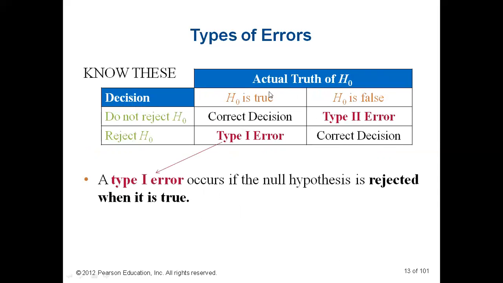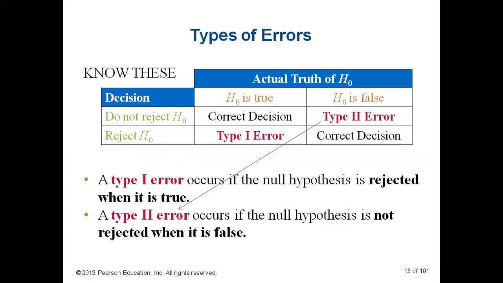But what happens if our null hypothesis is true but we are rejecting it? It is called a type 1 error. A type 1 error occurs if the null hypothesis is rejected when it is true. Type 1 error is represented by the symbol alpha. It is also called the significance level. It is nothing but the probability of rejecting the null hypothesis when it is true, represented by the symbol alpha.